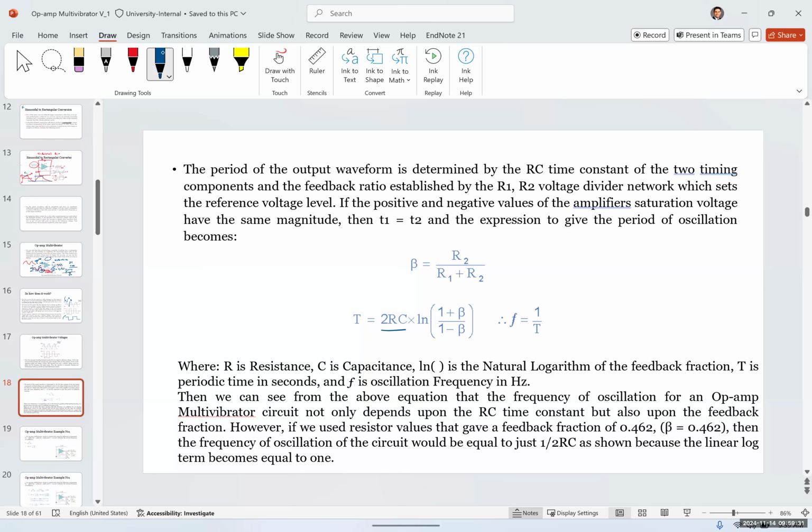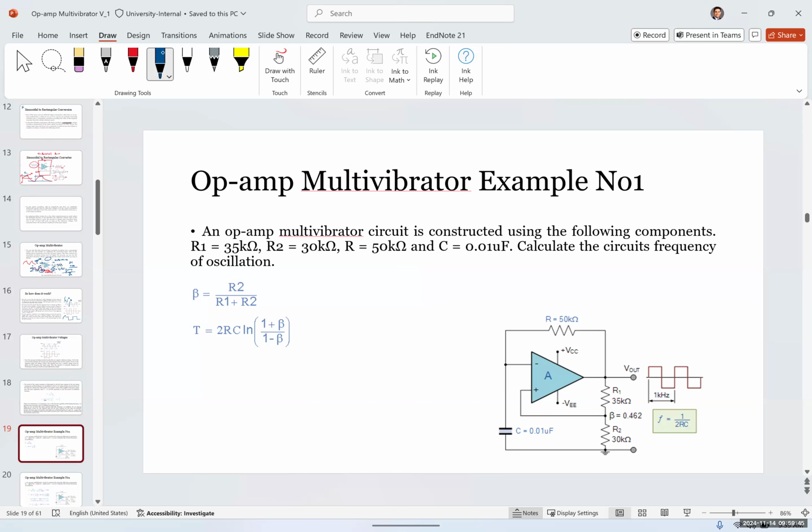Now let's solve an example. Example number 1. An op-amp multivibrator is constructed using the following components. R1 is 35K, R2 is 30K, and R is 50K. And C is 0.01 microfarad, or in other words, 10 nanofarad. We want to calculate the circuit frequency of oscillation.